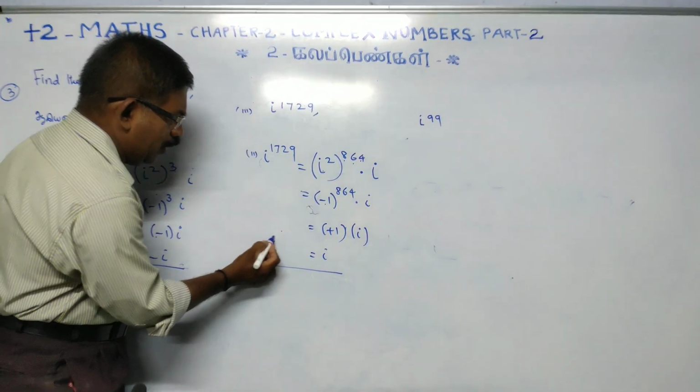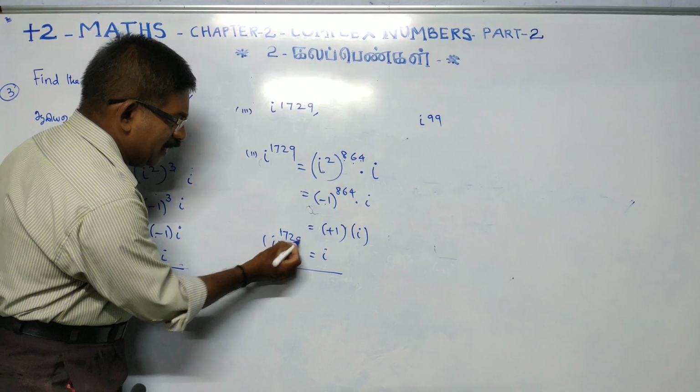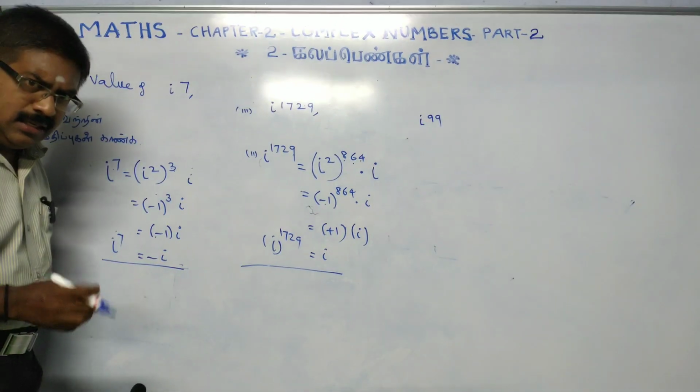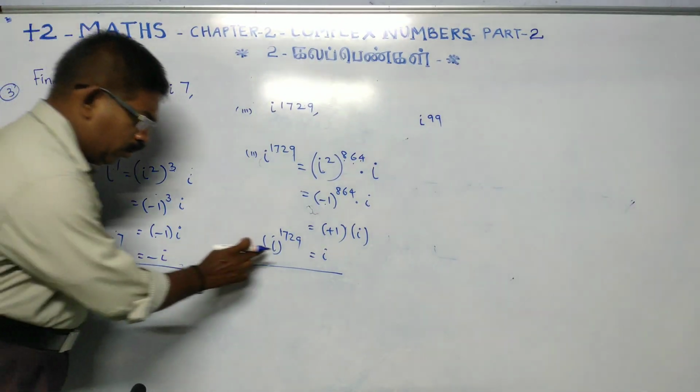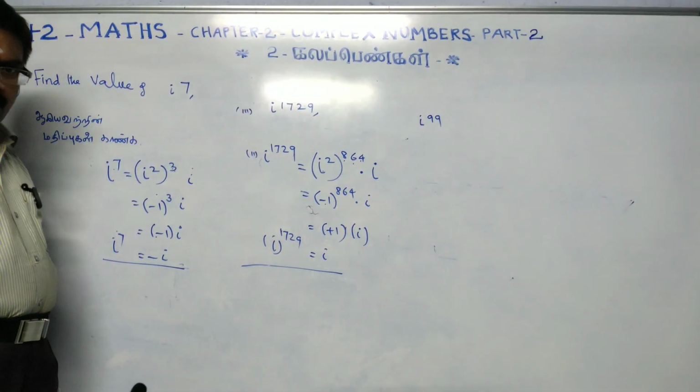Now we get the value of i power 1729. Clear students?